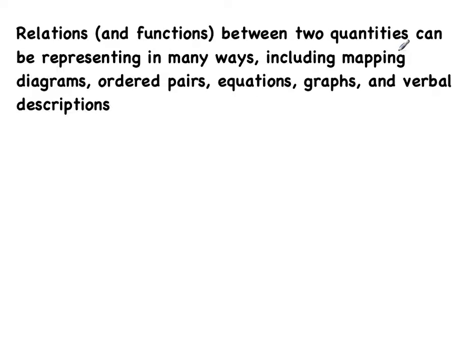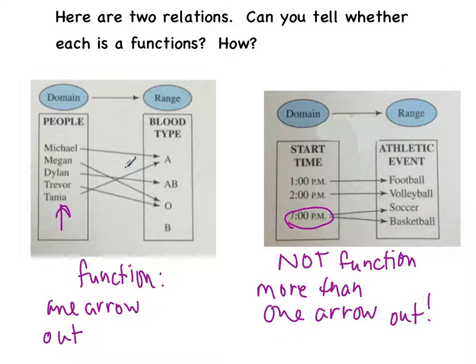Relations and functions between 2 quantities can be represented in many ways, including mapping diagrams, which is what we just saw, ordered pairs, equations, graphs, and verbal descriptions. So far we've seen the verbal descriptions, that was in the beginning activity, and we saw mapping diagrams. That was in the last screen.